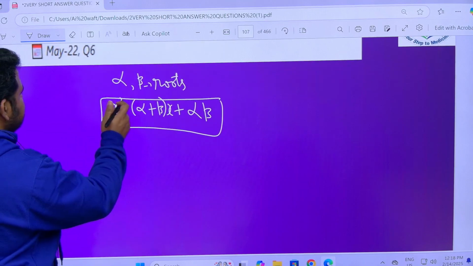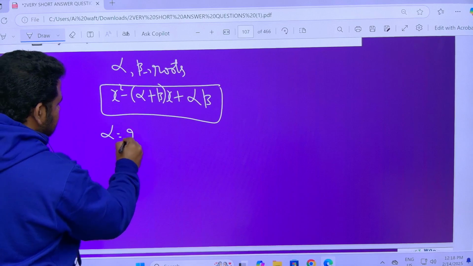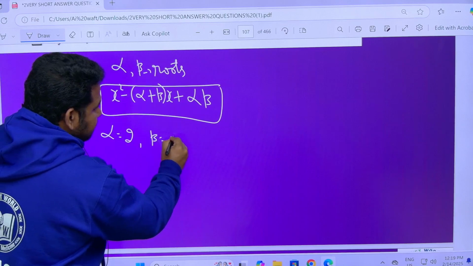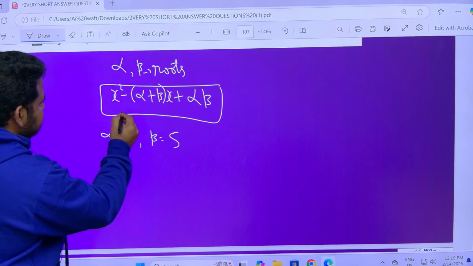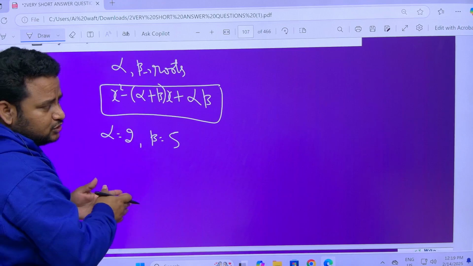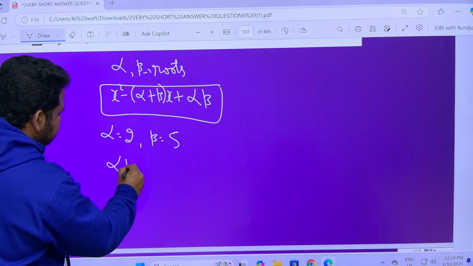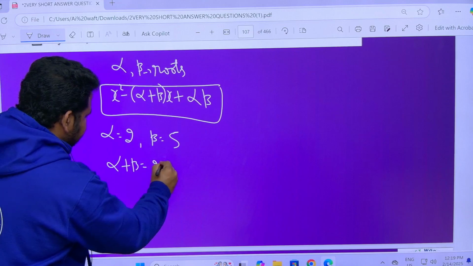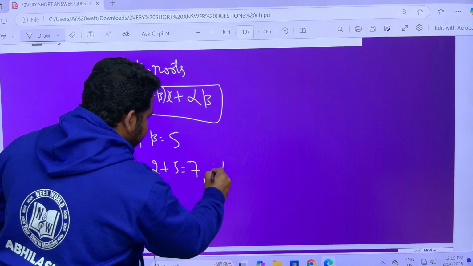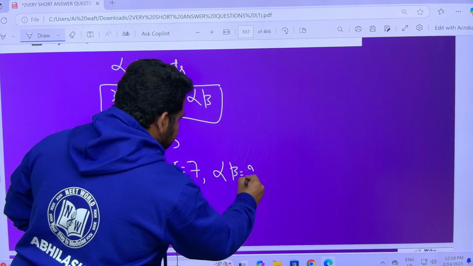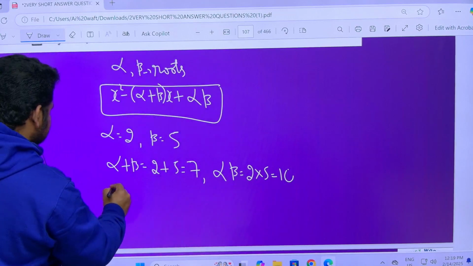Now what are alpha and beta that they have given? They have given 2 and 5. Let alpha be equal to 2 and beta be equal to 5. So what will happen, friends? Before substitution, what should we do? Find the sum of the roots and the product of the roots. Sum of the roots, alpha plus beta, is equal to 2 plus 5. Here I am directly adding, so I get 7. What is the product of the roots? Alpha beta is equal to 2 into 5, that I get as 10. Now I'll substitute these values in the equation.